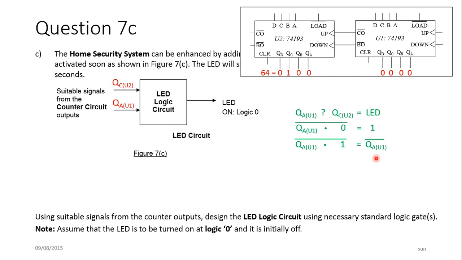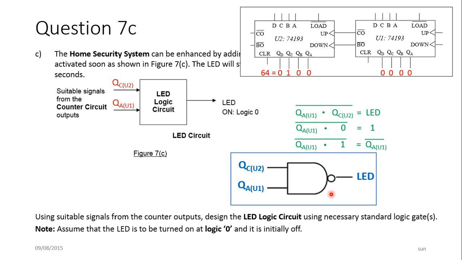Nevertheless, this can still work because what we want is to blink the LED. Never mind that the turning on and off is inverted. Hence, it is confirmed that we can use a NAND gate to perform the task. So here is the design for the LED blinking logic circuit.